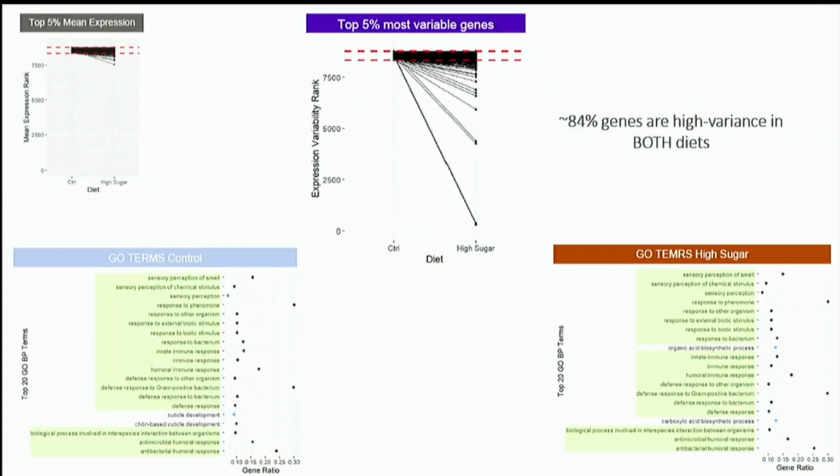So 84% of the genes that I'm showing you here as the most variable genes are actually shared by both diets. So it doesn't matter that you put me in high sugar, I will always remain high variance genes. And this is very interesting because, as we saw before for humans, this correlates with response to stimuli, immune response, how you sense your environment. So this is really interesting because it means there's a need, I apologize for this terminology, to remain high variance regardless of which environment you are exposed to.